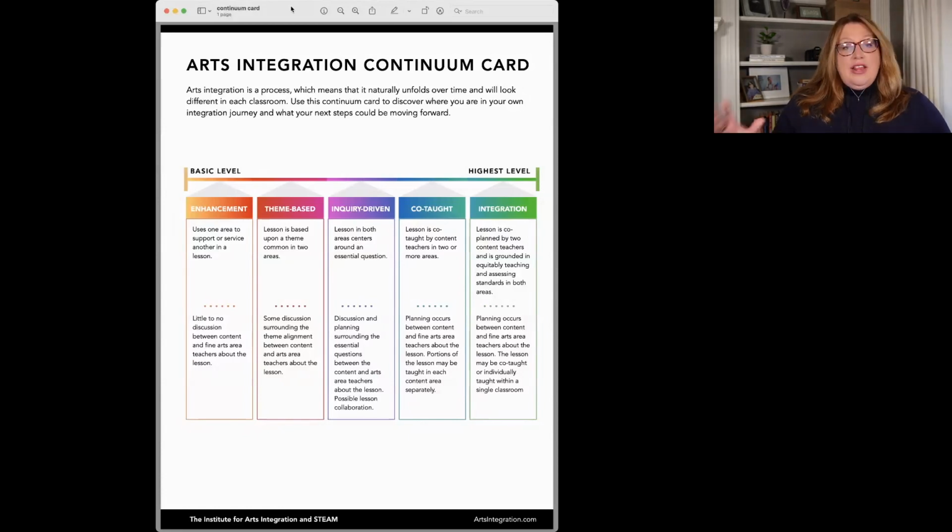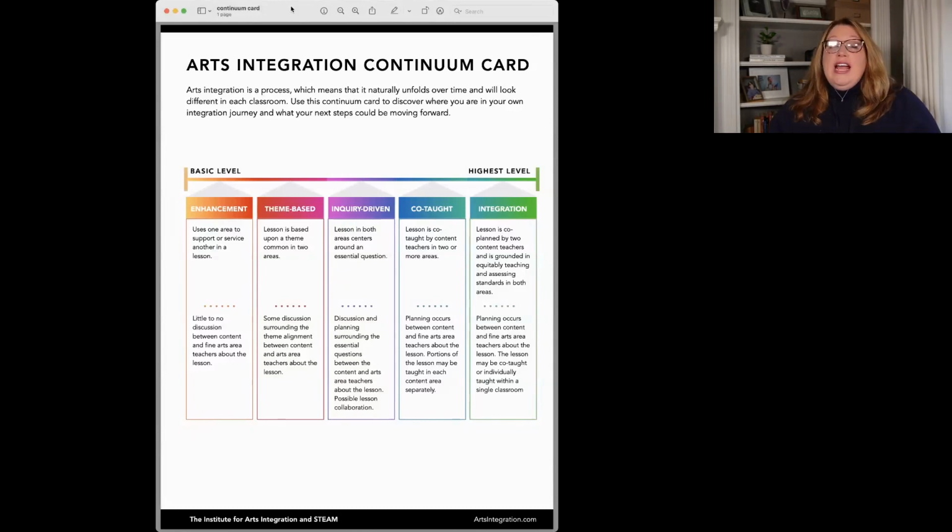Okay, so now that I've given you a little bit of background, let's talk about the continuum itself. So the continuum has 5 stages, and I want you to think about this left to right if you're listening and you're not watching. Okay, so on the far left side is arts enhancement. This is our basic level. It is our light buttercup shade, right? And so arts enhancement is when you're using one arts area to support or service another in a lesson. I'm going to get back to that in a second.